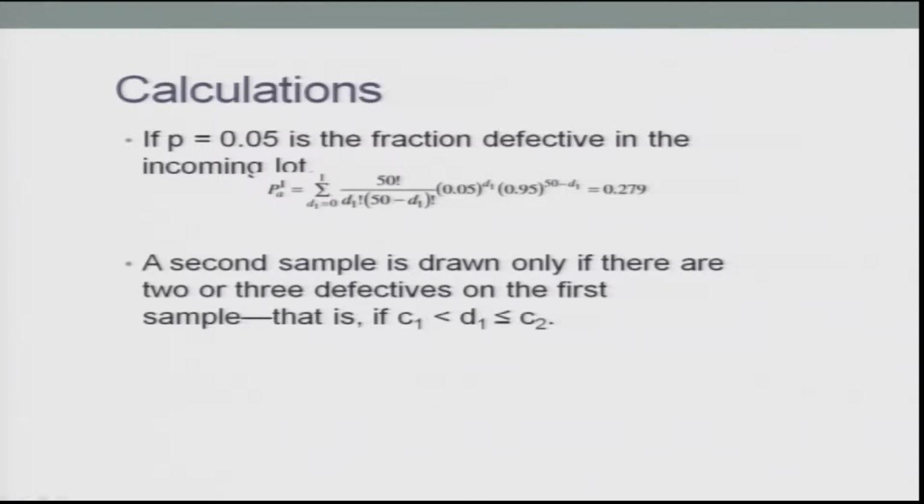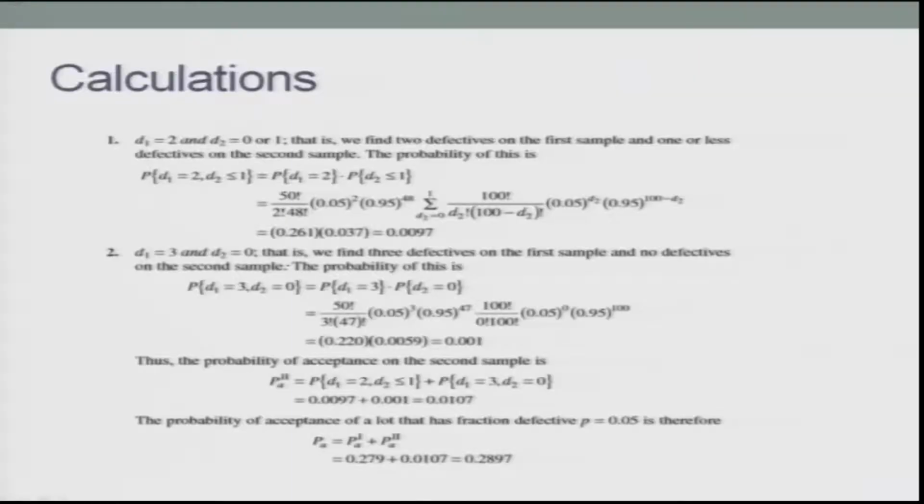In case, say for example, D1 plus D2 is more than C2, you will reject it. So, a second sample is drawn only if there are 2 or 3 defects in the first sample, and depending on how the example has been formulated, the values of small n1, small n2, capital N, small c1, small c2, small d1 and d2 would dictate what the values are. So, calculations would be done accordingly. I will just go through the steps in general. I will again illustrate that later on in the class.